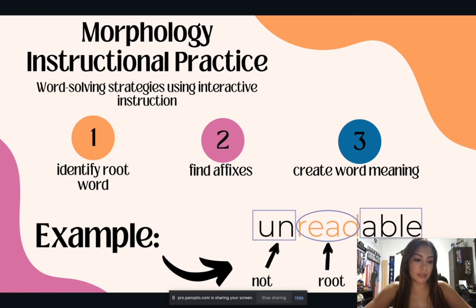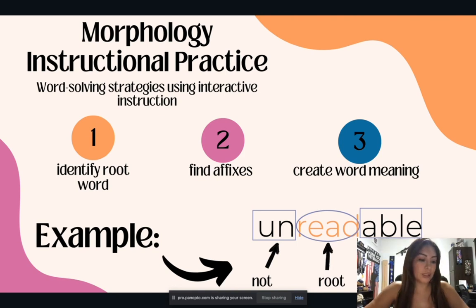Morphology instructional practice. An example of an effective morphology instructional practice is, as previously stated, word solving. Word solving strategies using interactive instruction have been shown to be very effective. The first step will be finding smaller units within the bigger words. Students can begin by identifying the root word, like in the word unreadable. The root word here would be the word read.